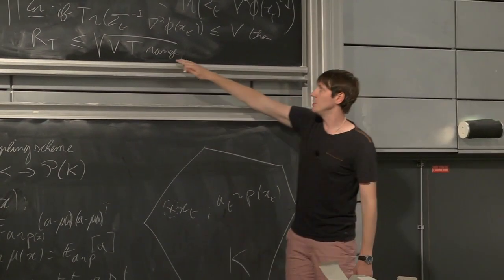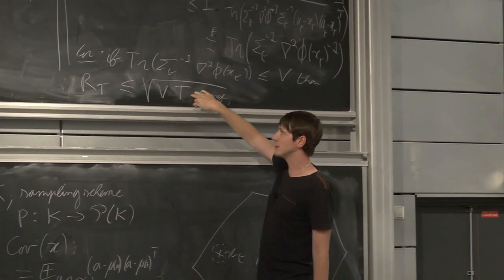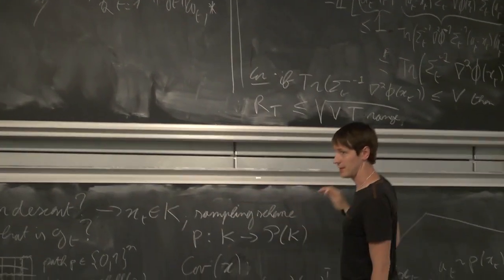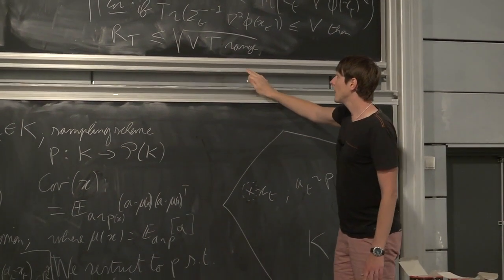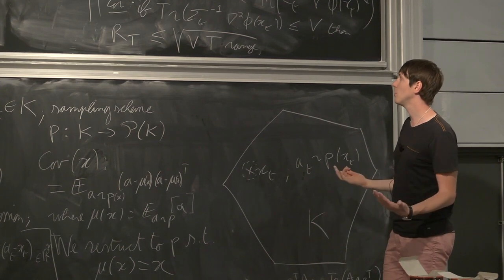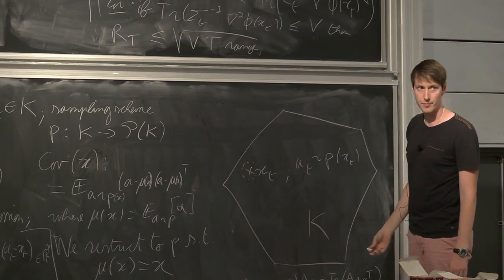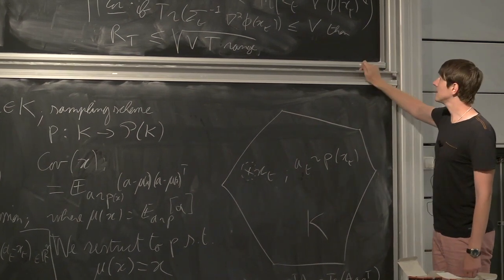Okay, so I will need to estimate the range of my mirror map, and I get a variance term, and I get t for the number of times that the variance is being added up. So all I need now is to construct together a sampling scheme and a mirror map so that both the range and the variance are controlled. Okay, so let's look at this variance term.